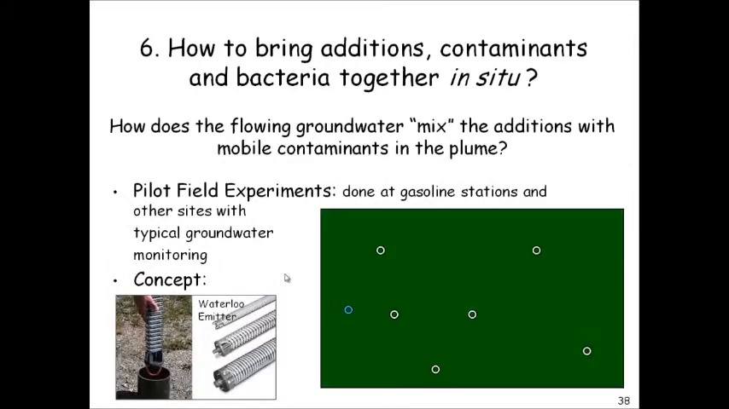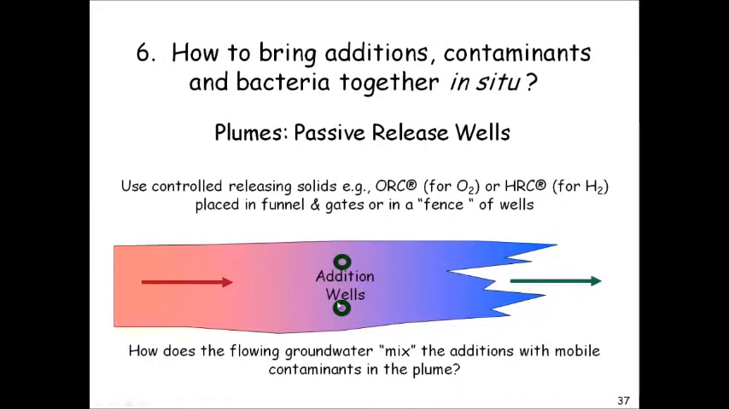So if you put a fence of wells in the subsurface, as the groundwater goes by, perhaps the remedial chemicals inside those wells are released and they mix with the water as it goes by, and we've solved our problem. We've added the remedial chemical, in this case oxygen or hydrogen-making chemicals, to the subsurface and got them mixing with the contaminants. Well, the question is, how close do those wells need to be?